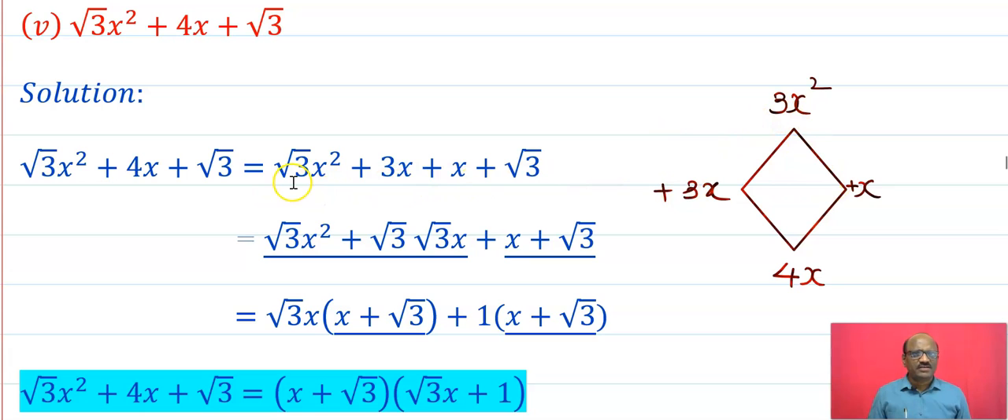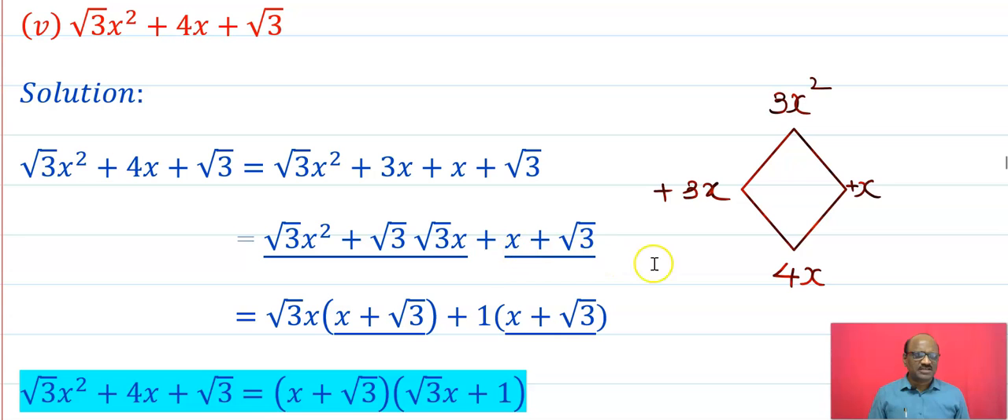Therefore I had written here root 3x square as it is, and in place of the 4x it is 3x plus x. Now take the common root 3x square and 3x. मग बघा इथे 3 दिले त्याने. Now this 3 can be written as root 3 into root 3. हा 3 कसा लिहिला आपण root 3 into root 3. Again here is a root 3. Now take the common from these first two terms. Root 3x common घेतला आपण. मग ब्रॅकेट मध्ये काय राहणार x plus root 3.